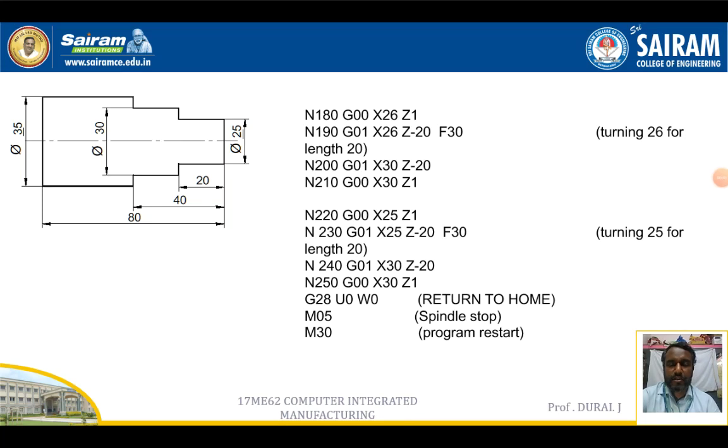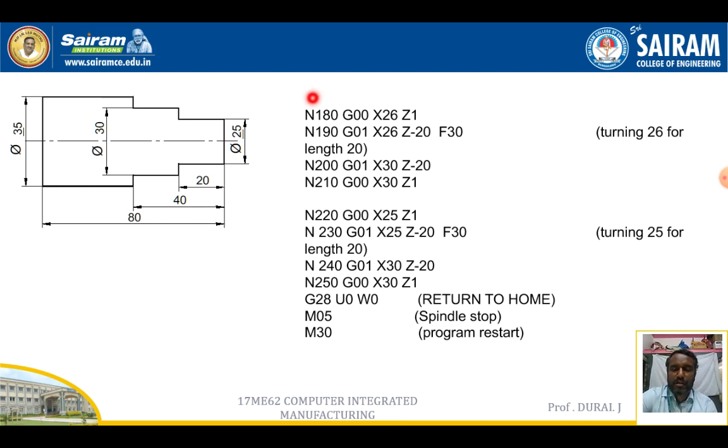So this video is the continuation of the previous program. Once it is to remove the G25 and Z minus 20, then again we have to take back. So G01 G30 Z minus 20. After that we have to move towards here. There is no material, so we can use G00 X30 and Z1.